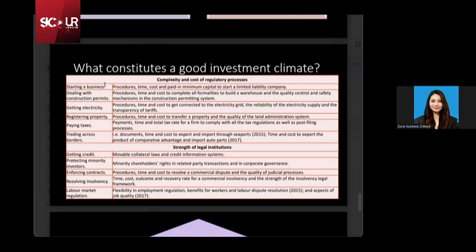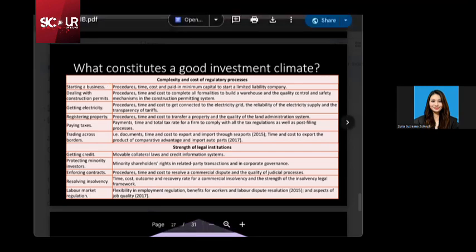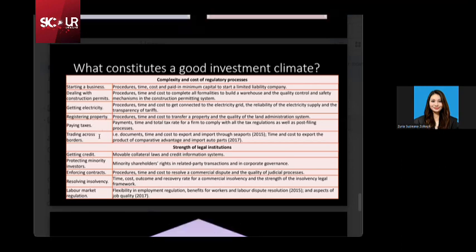So what are the things that you should take a look at? Dealing with construction permits, these are some of the criteria that you have to take a look at. In terms of paying taxes, registering property, trading across borders, and I have put explanation over here. And then the strength of legal institutions as well.